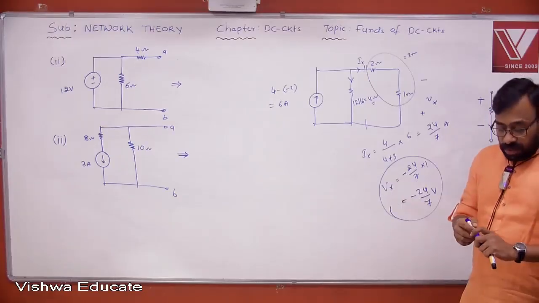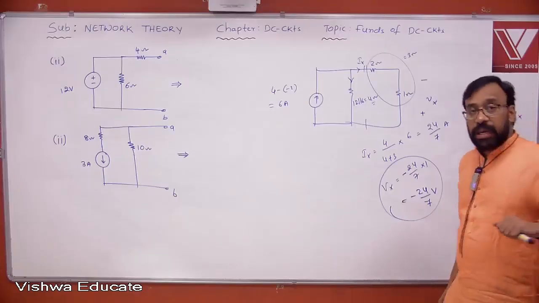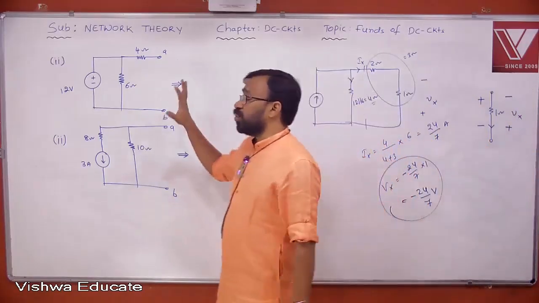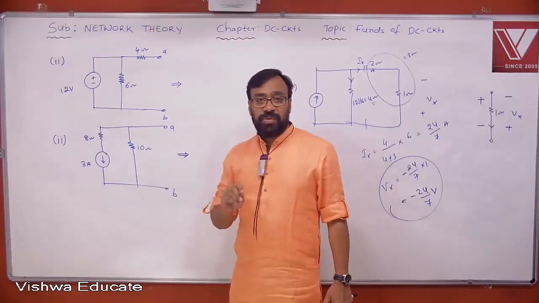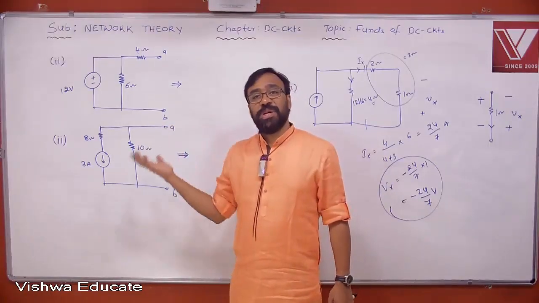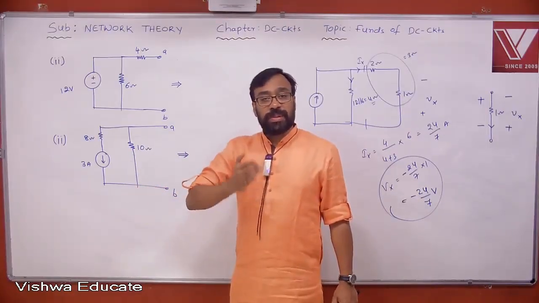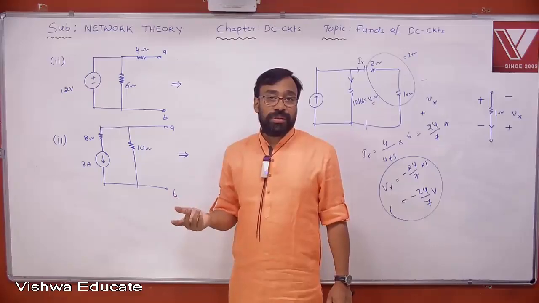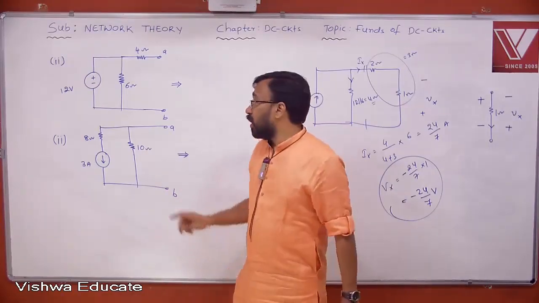Okay. To transform, how the network should be, how the elements must be connected. In case of voltage source, the voltage source with a series resistor can be transformed into a current source, or a current source with a parallel resistor can be transformed into a voltage source with a series resistor. Yes or no? Clear? But what is happening here?